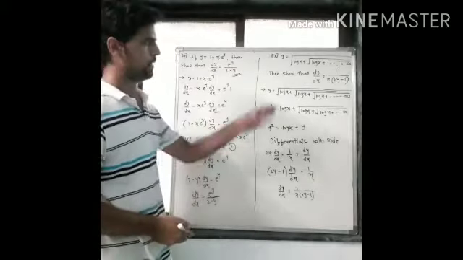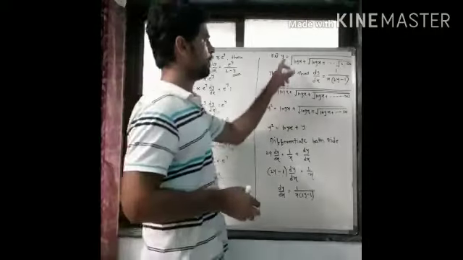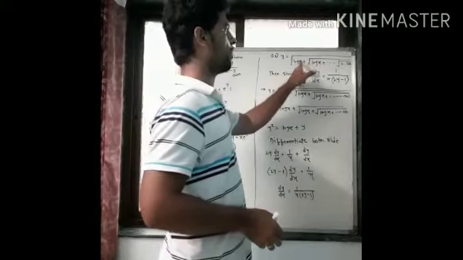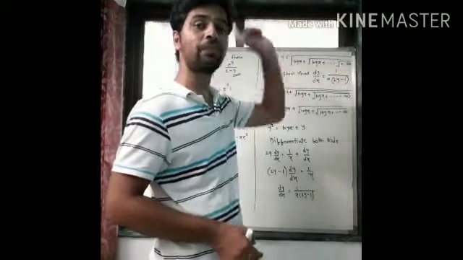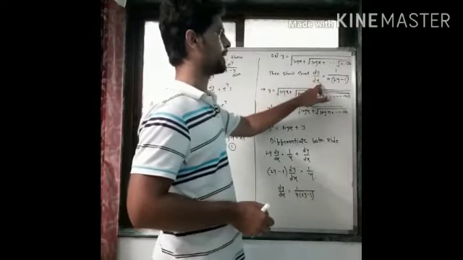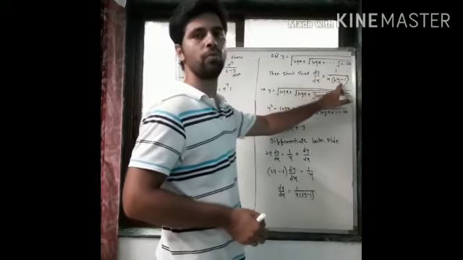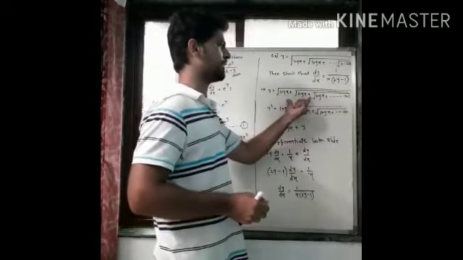Getting? Now see one more example. This is a slightly different example. y equal to under root log x plus under root log x plus under root log x, and so on. This is infinite times. Okay. Then we have to show dy by dx equal to 1 upon x into 2y minus 1. Okay. We'll write our given function as it is here.